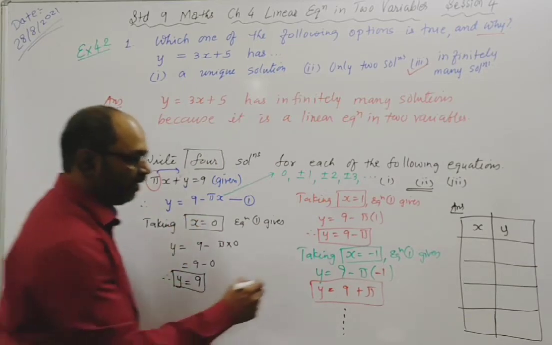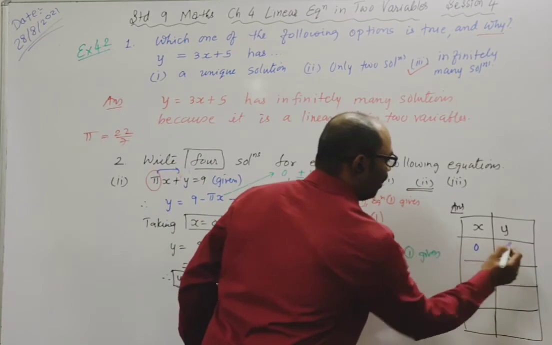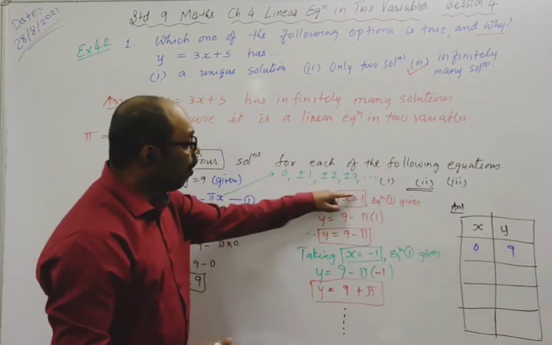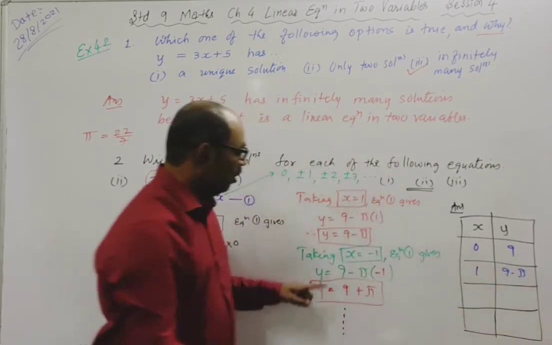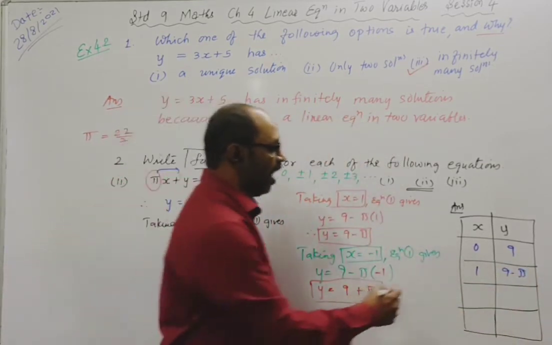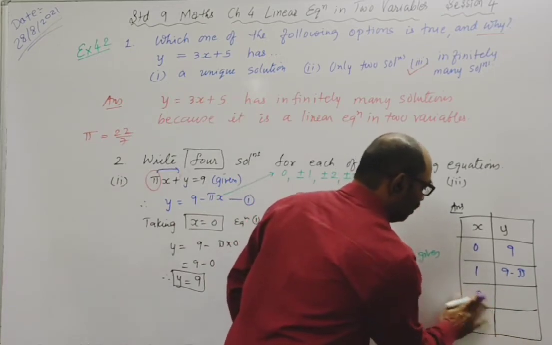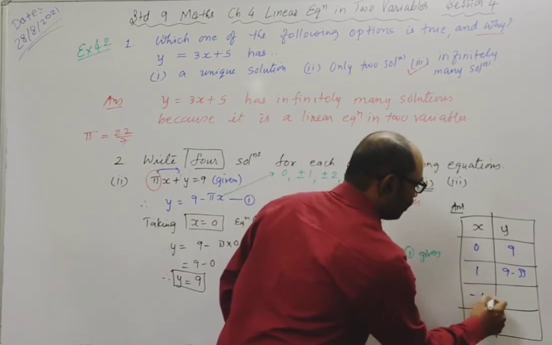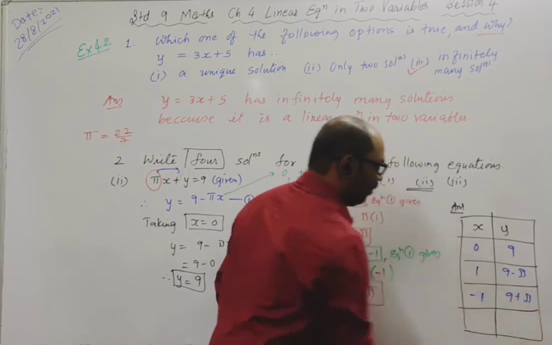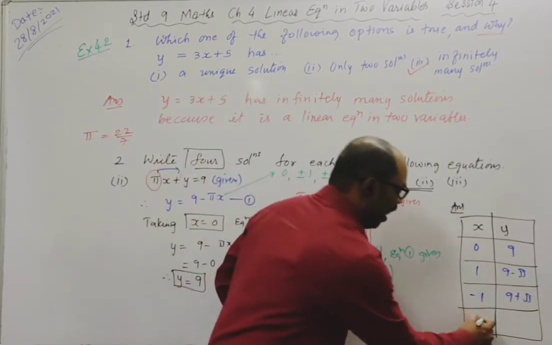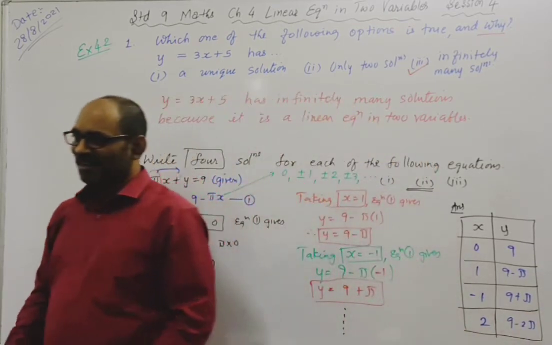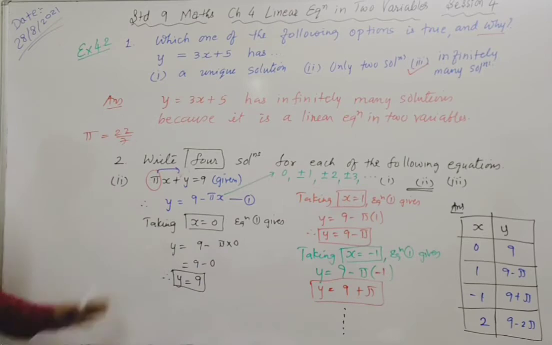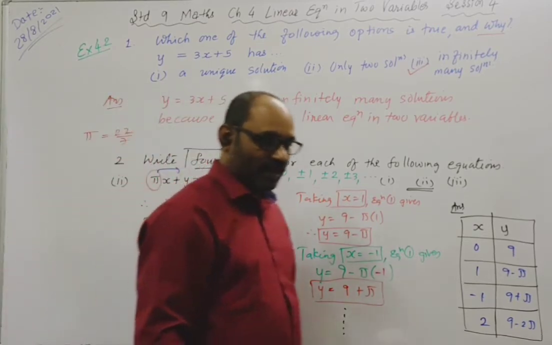चलिए फर्स्ट में हमने क्या लिया था? x 0 और y 9. ये तो बड़ा आसान अच्छा रिजल्ट मिला था. 1 और 9, -1 और 9 plus pi, और मैं 2 लूंगा तो यहां 9 minus 2 pi आएगा. 9 minus 2 pi. So here is the screenshot. So we'll see the next one now.